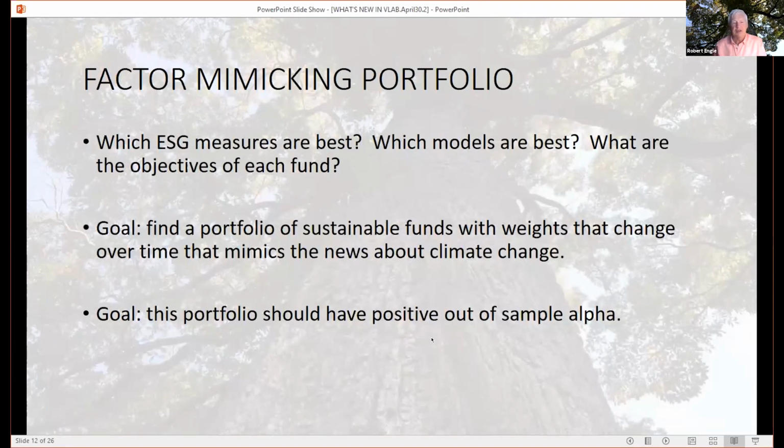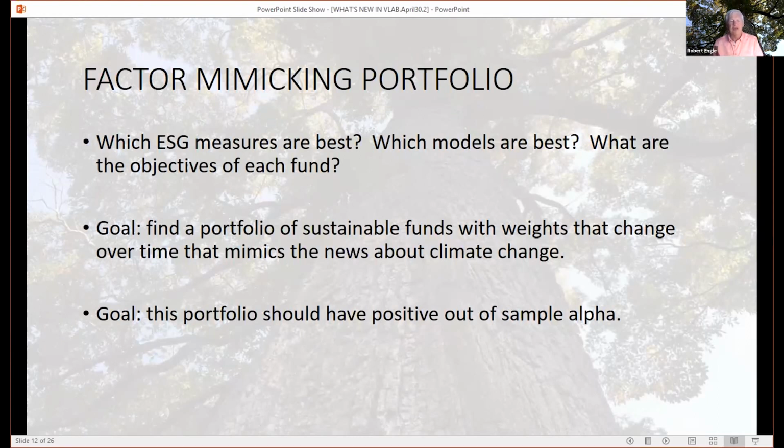But all these funds are based on some kind of ESG measures. There are lots of vendors, lots of different measures. We're going to hear a lot about this a little bit later. How do you use ESG to form a good portfolio? That was what Johannes was discussing. What are the objectives of each fund?